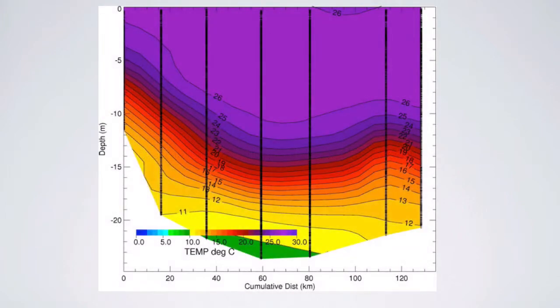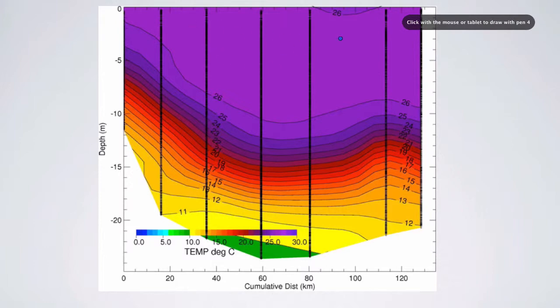This figure shows thermal stratification in Lake Erie. On the x-axis, we have distance from the western to the eastern basin in kilometers. So we've got over 100 kilometers of distance here. And this is depth in meters. So here's the surface, 5, 10, 20 meters below the surface. And then here are the temperatures. These thermal profiles were taken in August.